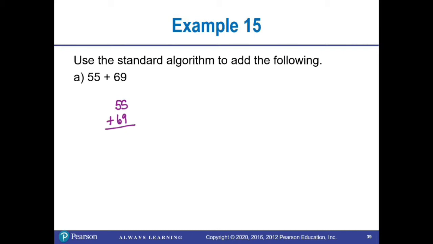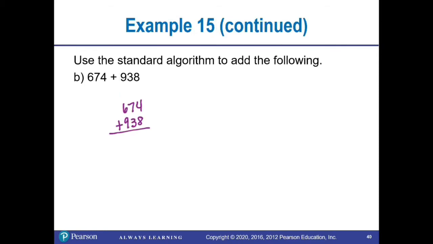5 plus 9 is 14. I regroup or I trade, and I have 4 ones, and I trade for a 10. Notice the 1 that I added in the tens column. Now add the tens column. 1 plus 5 plus 6 is 12, for 124.